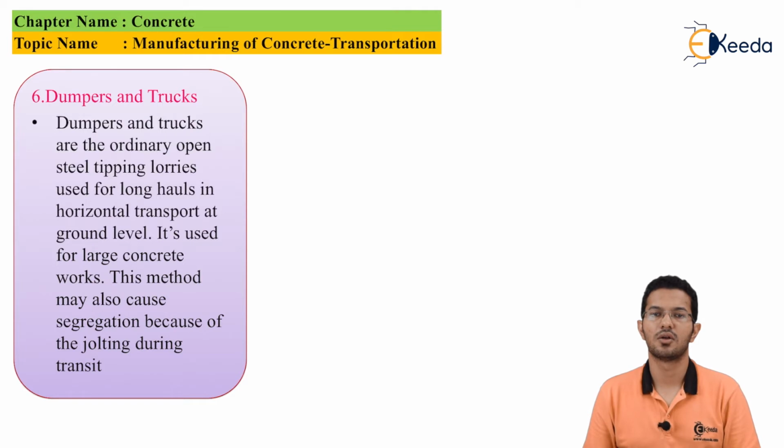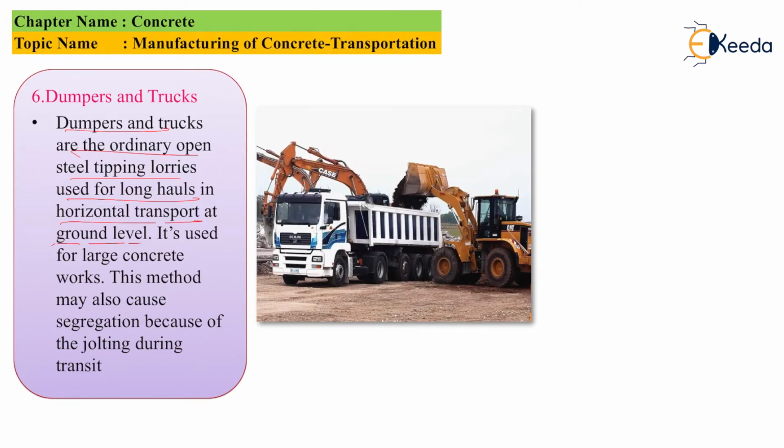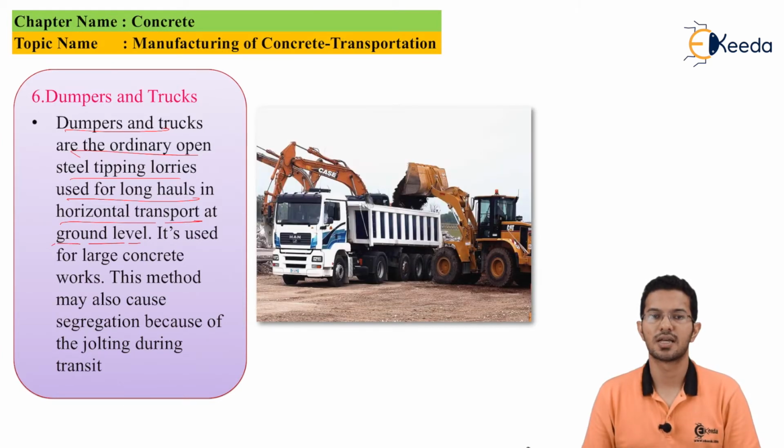Dumpers and trucks are the ordinary open steel tipping lorries used for long hauls in horizontal transport at ground levels. This method may also cause segregation because of the jolting during transit. Because of the jolting on the ground, ordinary trucks and dumpers tend to cause segregation of concrete during transit. The concrete is covered with tarpaulin if it is transported in open trucks. If long distance is involved, agitators should be used.